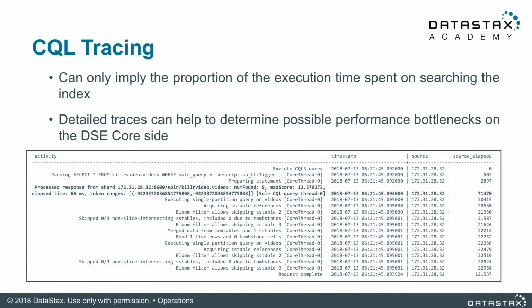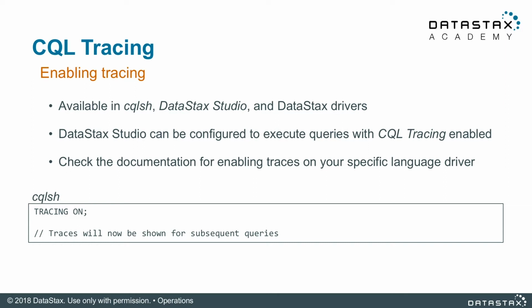The later traces are actually retrieving row data based on unique IDs provided by the search result, and the entire request completed at 121,537, or about 121 milliseconds. This illustrates that the majority of the time spent for the search query was spent reading the index. CQL Tracing is available from all of the major CQL clients, including CQL Shell, DataStax Studio, and the DataStax drivers. Instructions for enabling tracing may vary, but for CQL Shell, this can be easily done by executing the command tracing on.